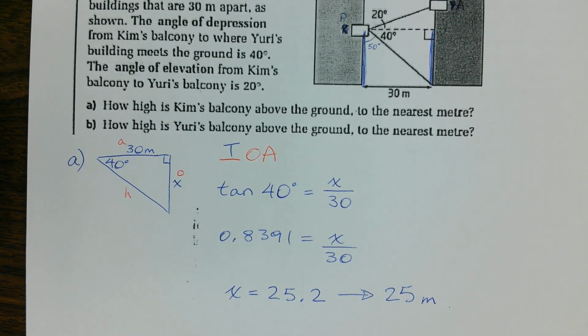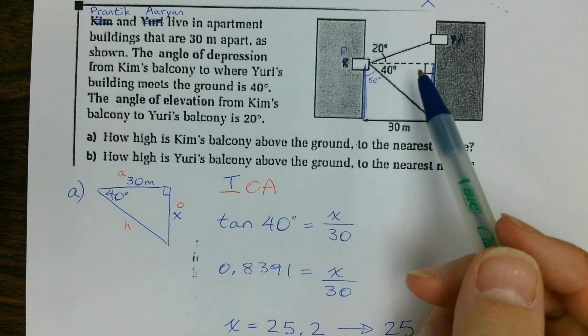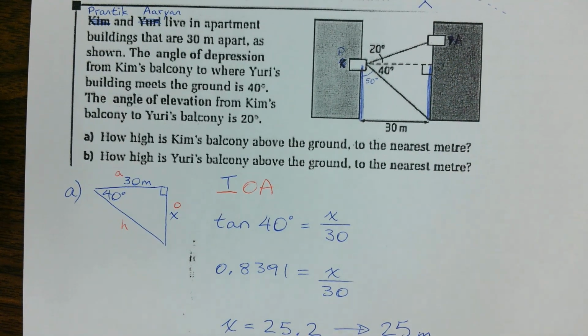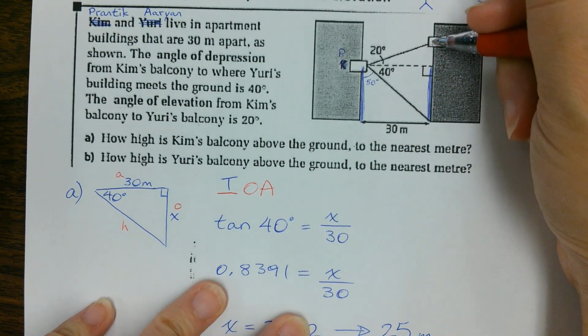Okay, so that means Prantique's balcony is 25 meters above the ground. Now let's see Arian's. Let's see how high up Arian lives. Looking at what type of triangle have we been doing all this time? Right angle triangle. So I know this is the height of his whole building.